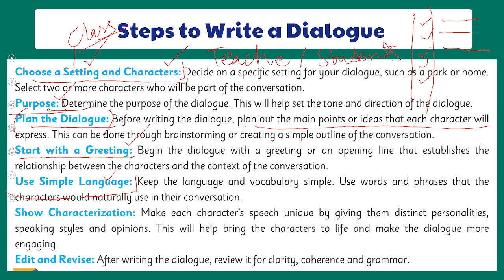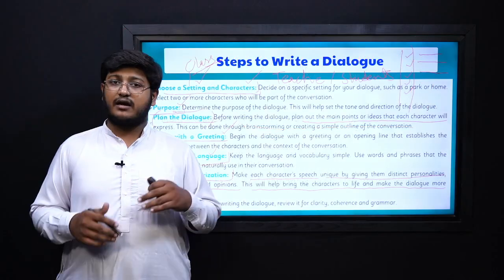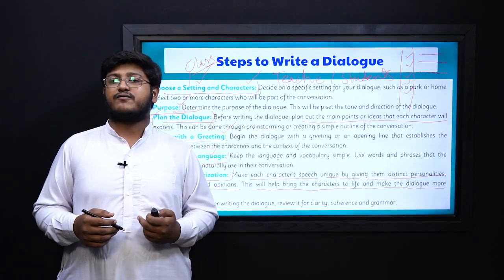Now you have to show the characterization through the dialogues of the characters. Some unique or distinct personalities of the characters have to be shown. So this is what you have to do. Make each character's speech unique by giving them distinct personalities, speaking styles and opinions. This will help bring the characters to life and make the dialogue more engaging. So this is what you have to do. Lastly, you have written the complete dialogue. Now you have to edit it and revise it if there is any mistake. So I hope you have understood the steps of dialogue writing.